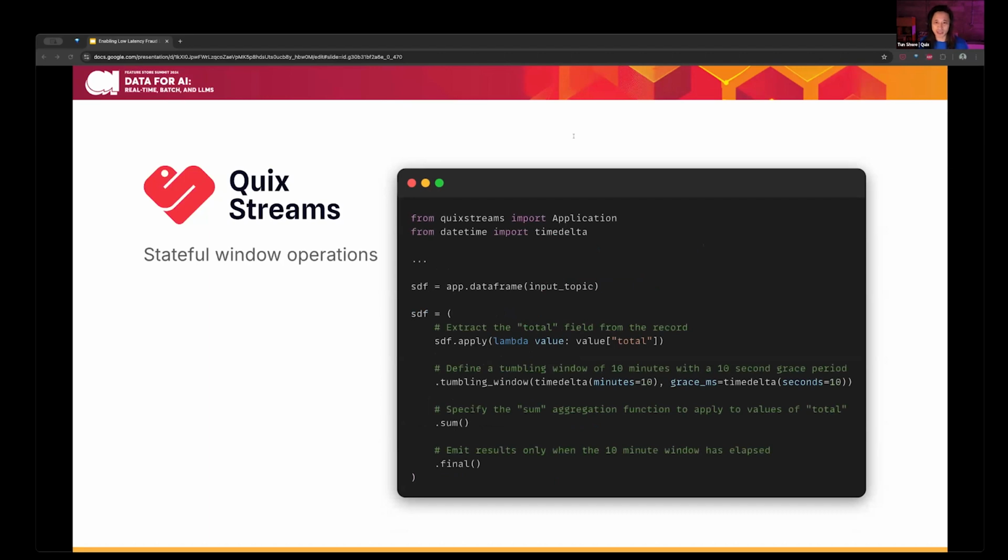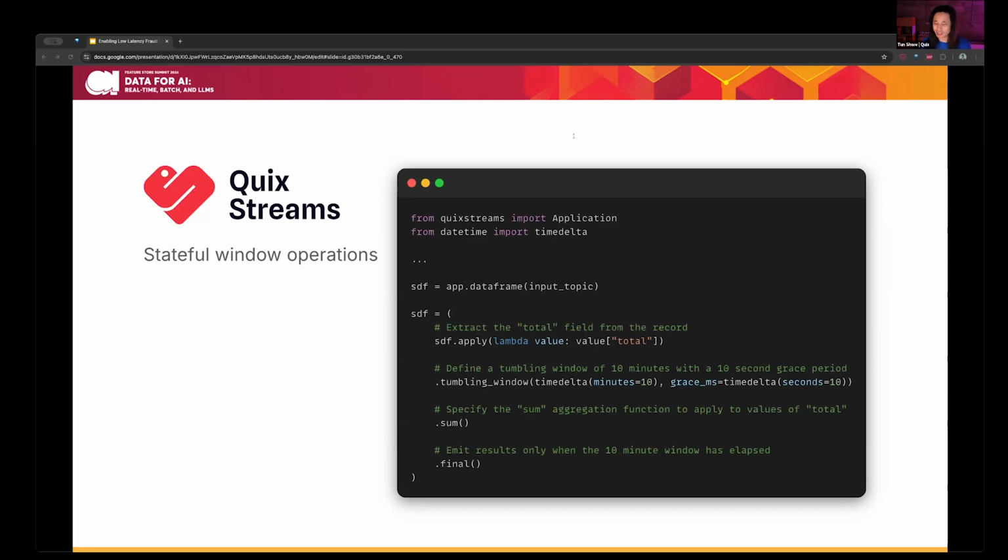There are other stateful functions, such as window functions, available. You use them, for example, when you want to compute a count for the number of credit card transactions in 24 hours. You use them for any sort of aggregation over a time window. And here you can see there's a tumbling window of 10 minutes that has a 10-second grace period. You generally apply a grace period to deal with any late arriving events.